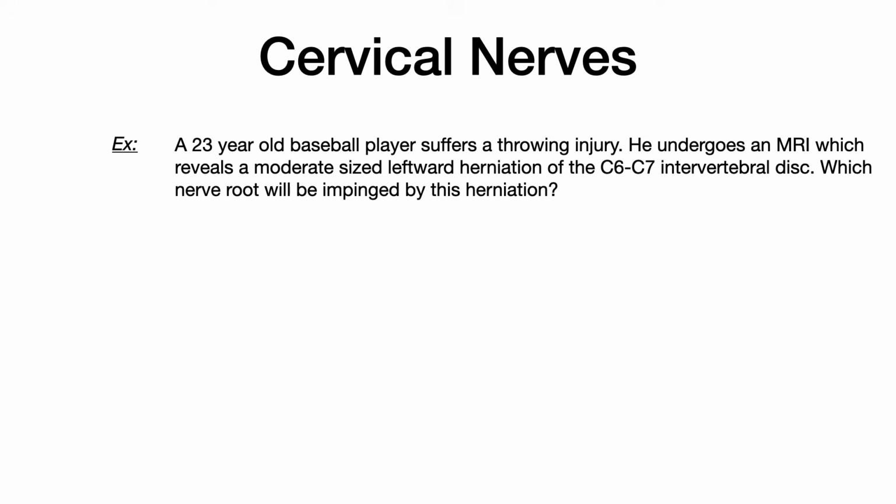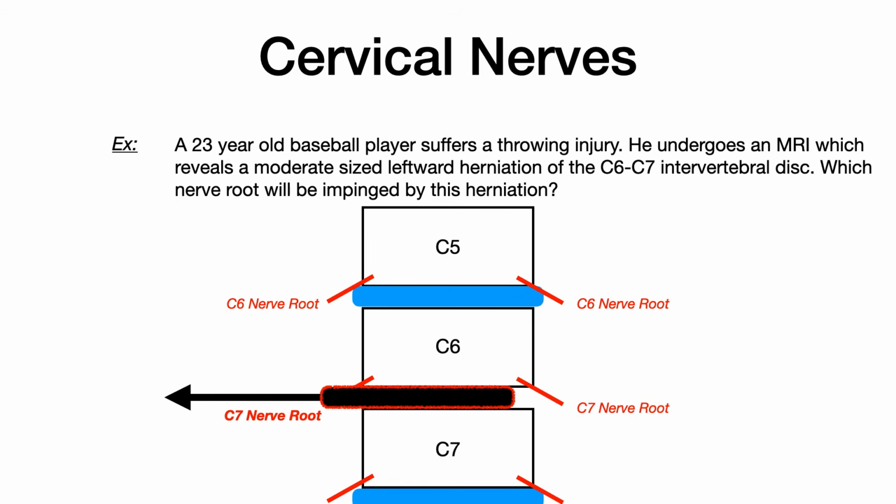So let's do another example. It's going to be similar to the example that we already did, but I'm just going to change up a few things. A 23-year-old baseball player suffers a throwing injury. He undergoes an MRI, which reveals a moderately sized leftward herniation of the C6 to C7 intervertebral disc. Which nerve root will be impinged by this herniation? So this is literally the same question as before. We've got leftward herniation of the intervertebral disc between C6 and C7 impinging upon the C7 nerve root. So just as it was before, you're knocking on the C7 nerve root.